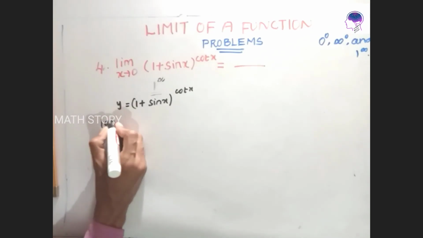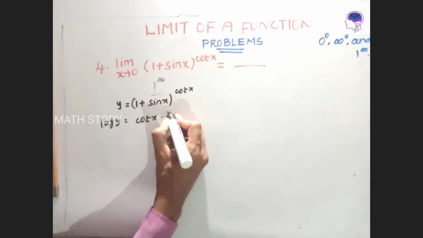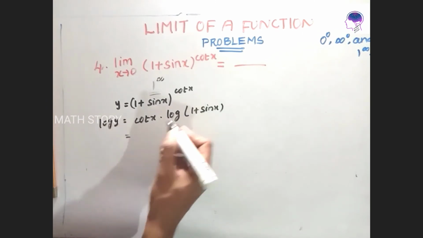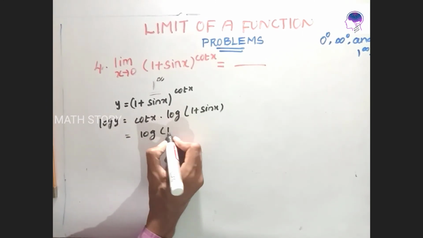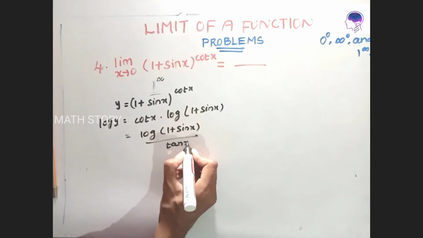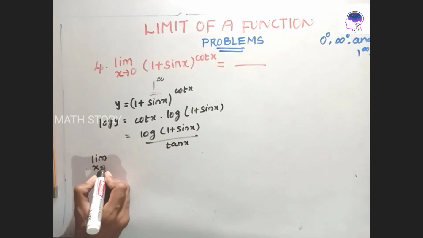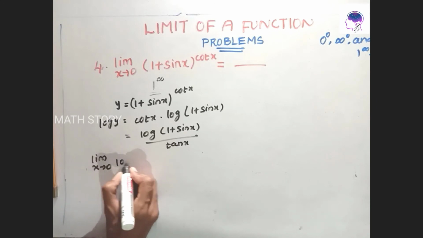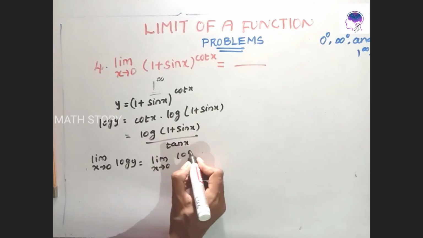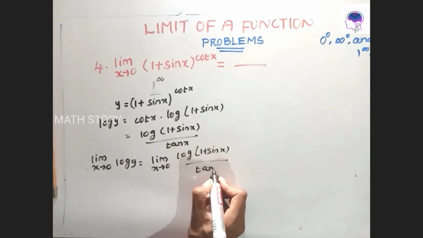And taking log on both sides, we get cot x into logarithm of 1 plus sin x. I can rewrite this term as log(1 plus sin x) divided by tan x, right? Taking the limit on both sides as x tends to 0, log y means the limit as x tends to 0 of log(1 plus sin x) divided by tan x.